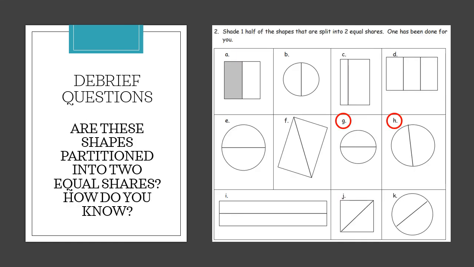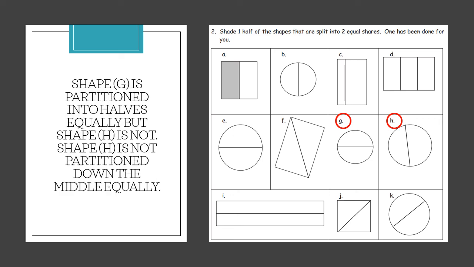Some debrief questions. So on question 2, look at shapes G and H. Are these shapes partitioned into 2 equal shares? How do you know? Pause the video to explain your thinking. I notice that shape G is partitioned into halves equally. However, shape H is not. So you should not shade in 1/2 of shape H. It is slightly unequal and it is not partitioned down the middle equally.